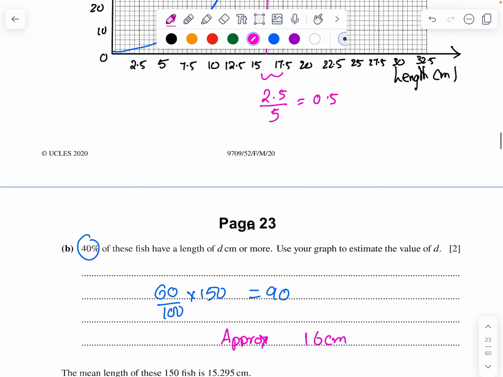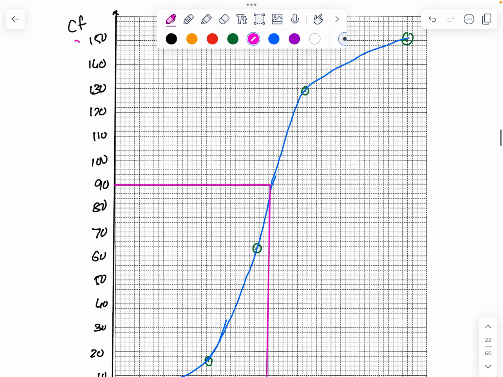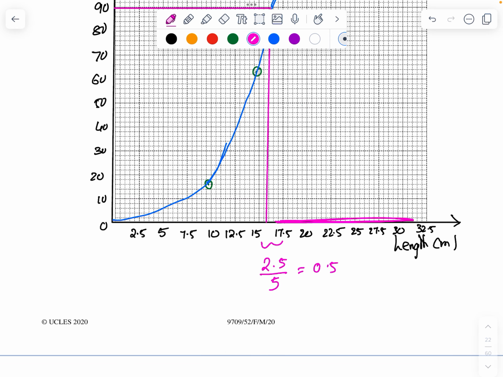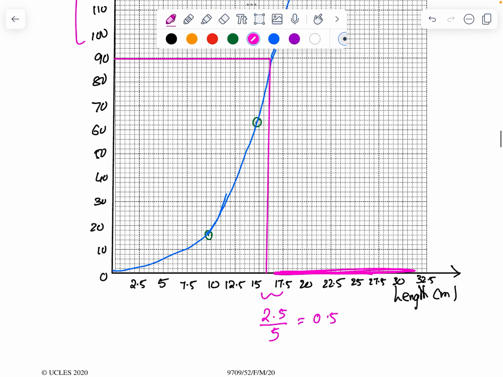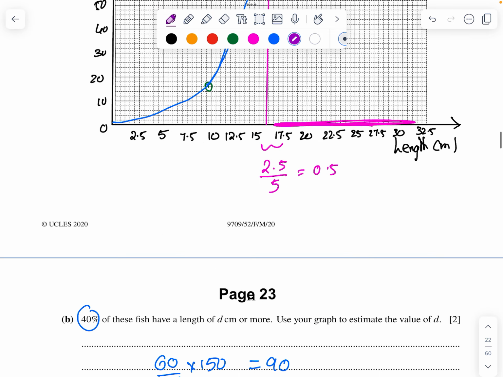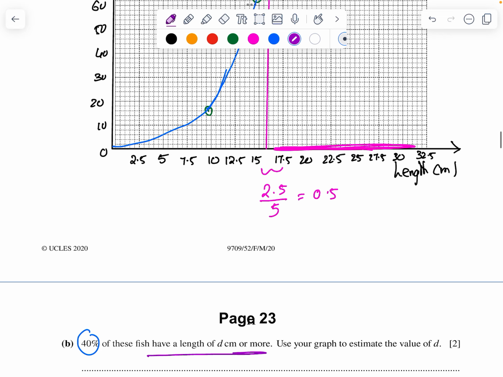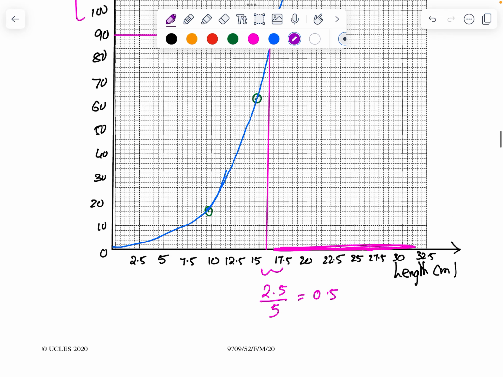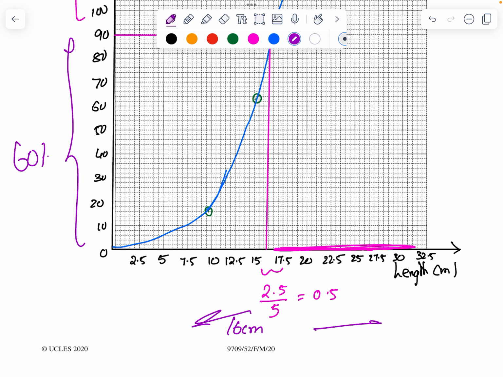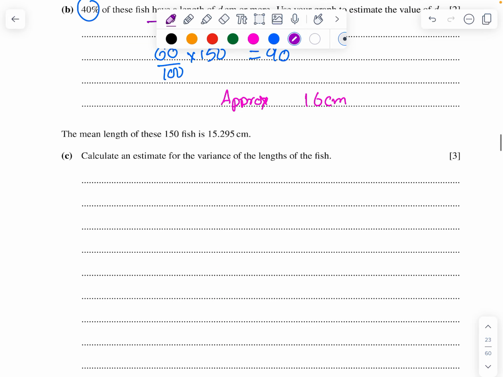40% will have more than that. You can see that this part is nothing but 40%. This 40% will be having more than 16 centimeters. So we are doing it the opposite way. Remember, he's telling that 40% will have d and more. So the remaining 60% will be having less than 16 centimeters. So 40% will be having more than 16 centimeters and 60% will be having less than 16 centimeters. So you need to understand the English words very carefully.